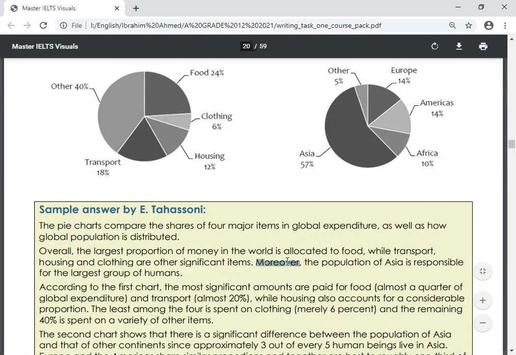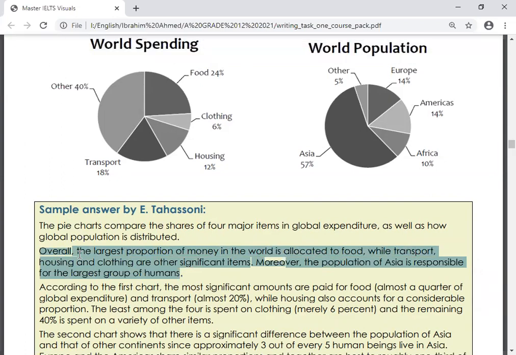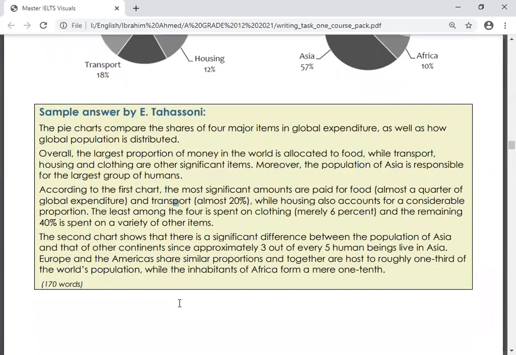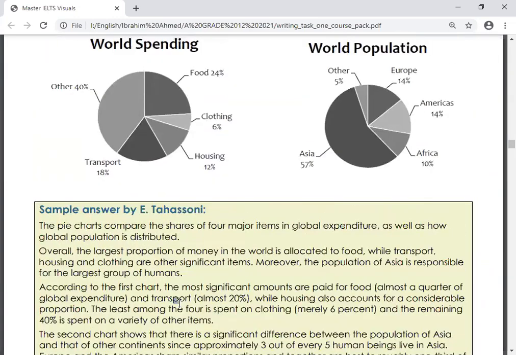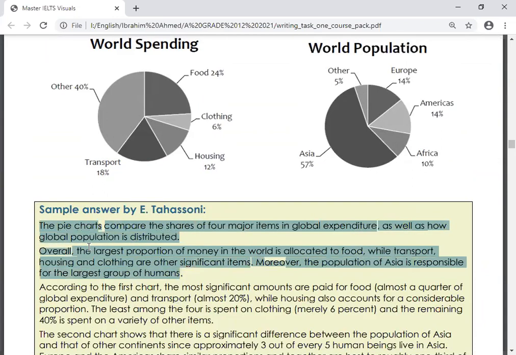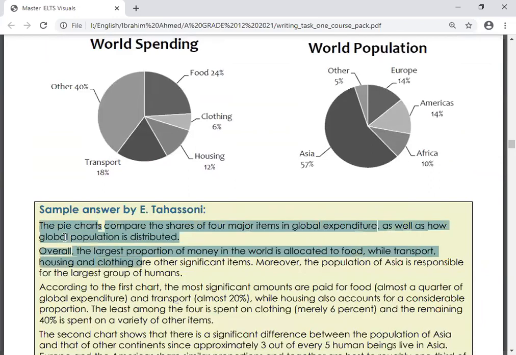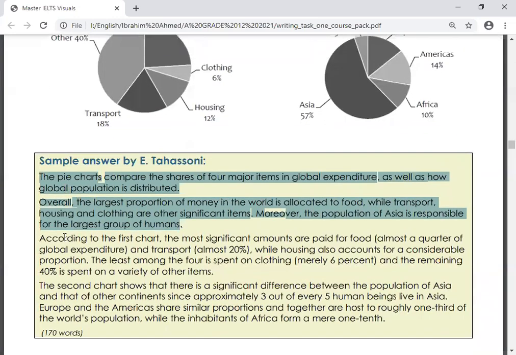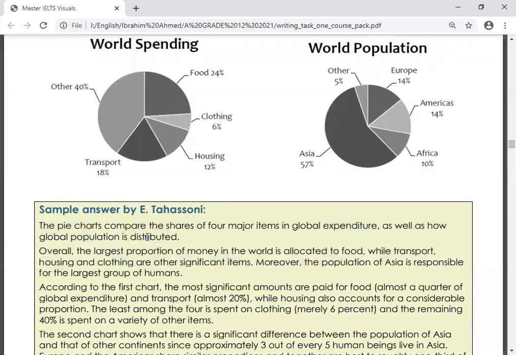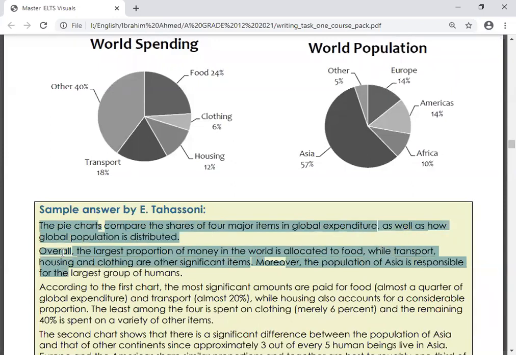The population of Asia, this is the overview. In brief, we focus on the main features. In paragraphs 3 and 4 here, we can make these two paragraphs one, and we can write "overall" here and complete after sentence 1. So we can make these two one paragraph, and this is paragraph 2, and this is paragraph 3. But here, the person who wrote the report makes them 4 paragraphs.